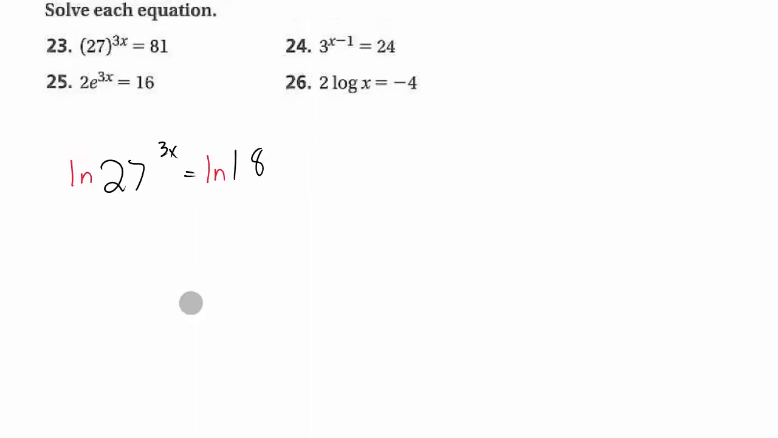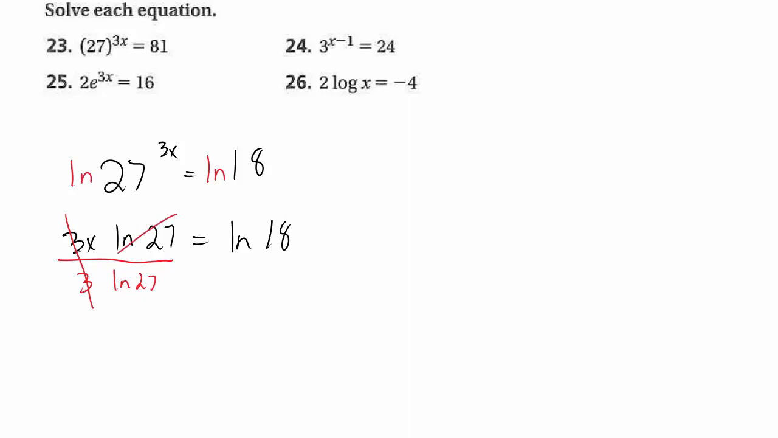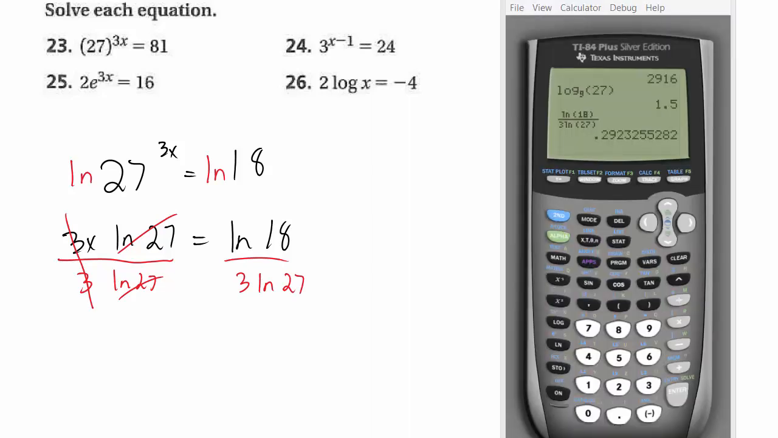If you use that, use the power property, the 3x gets brought down. So you get 3x times natural log of 27 equals natural log of 18. And then you just divide by the 3 to get that 3 away from the x, and also divide by the natural log of 27 to get rid of that. Divide that on both sides, enter that in your calculator, and that's your answer, which comes out to about 0.29.